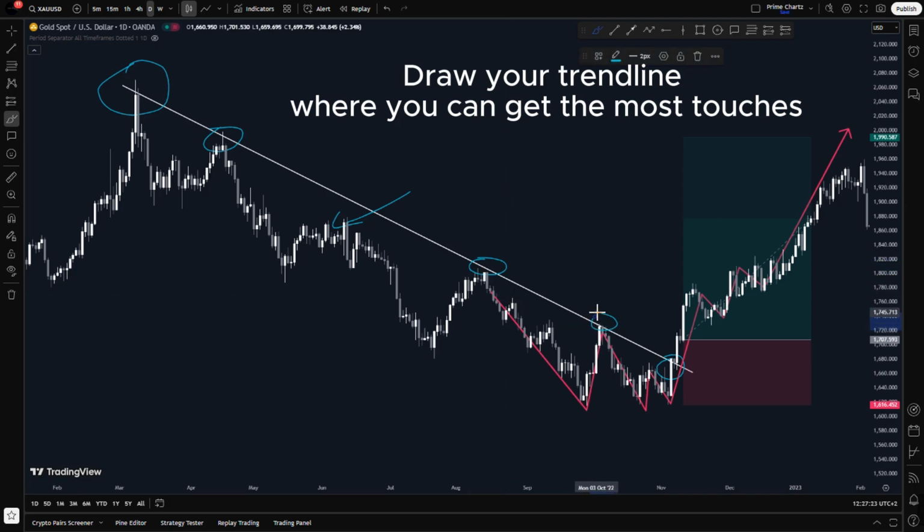So what's the point? It's not about being perfect, it's about finding structure. If your line gets a good number of touches and price is respecting it, you're golden. Don't stress about being exact. Trend lines are a guide, not a laser beam.